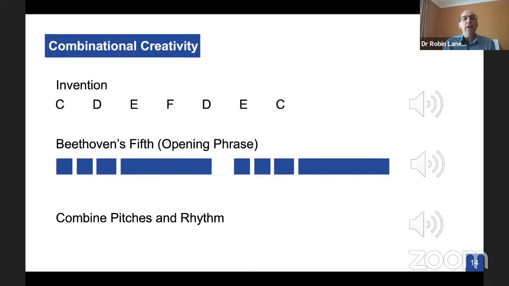Now, if we think of another piece of music a little bit later, Beethoven's Fifth, this has a very interesting rhythm, which I've tried to show in a little diagram. Byron, would you like to just play the start of that, please?